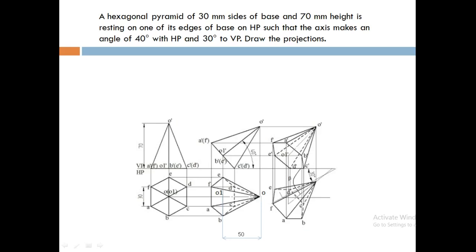The axis is making an angle of 40 degrees with HP and 30 degrees with VP. Since the axis inclination is given with respect to VP, we need to calculate the beta angle. I'll show you why. Here, after drawing the initial position, we are going to draw the second view. When you draw the second view, you can observe the change in axis length. It is approximately around 50 mm, but initially it was 70 mm.